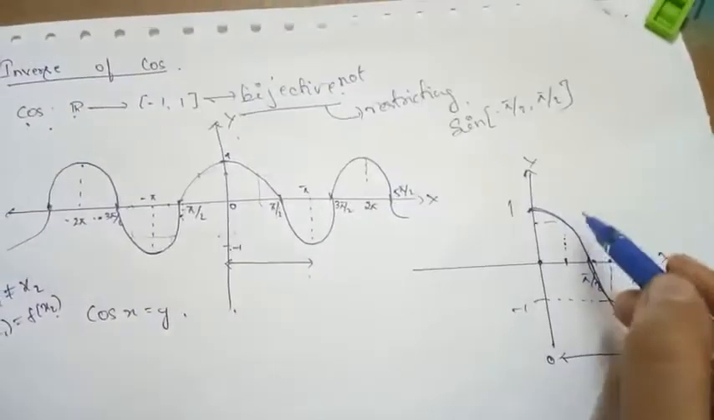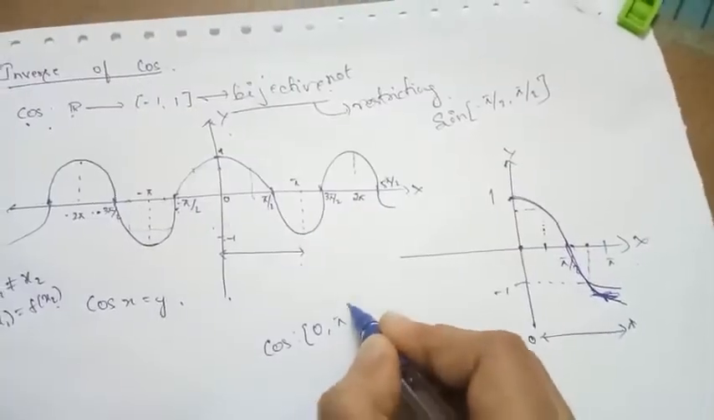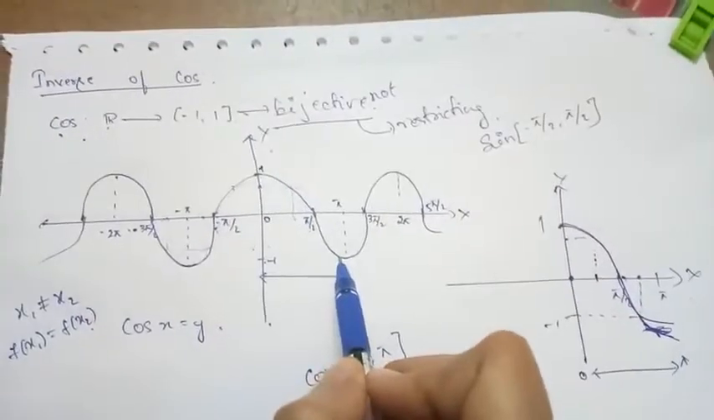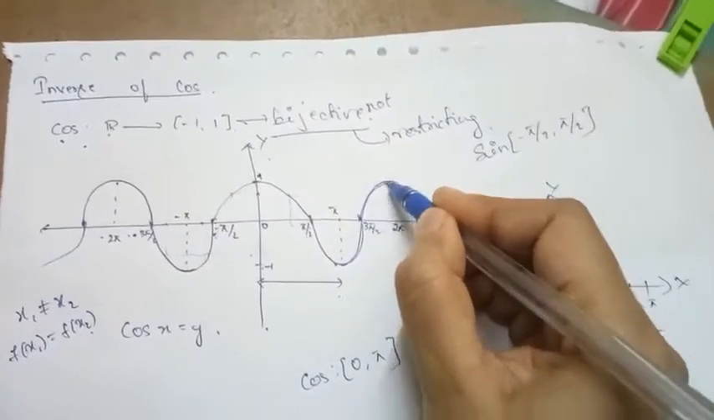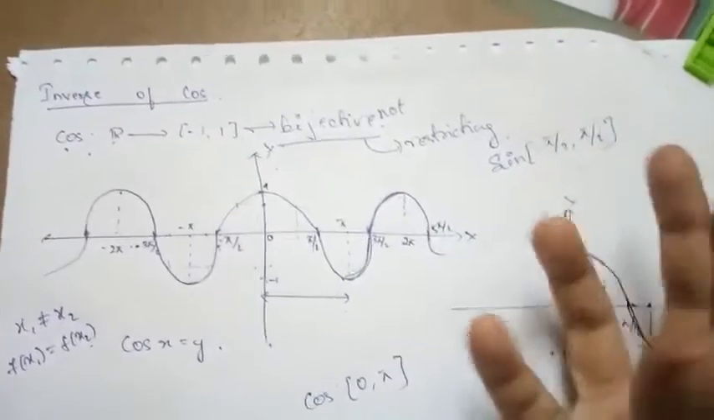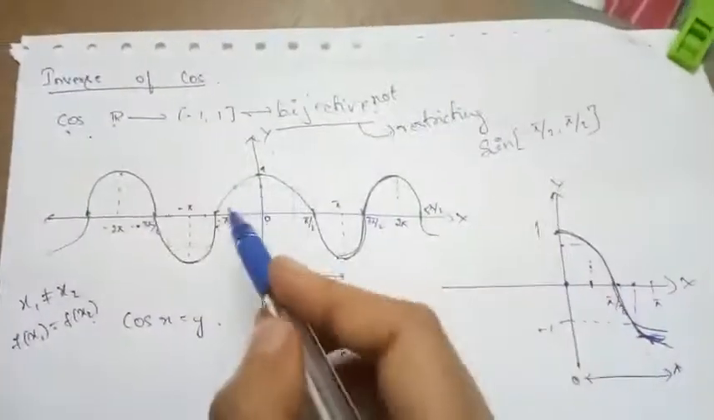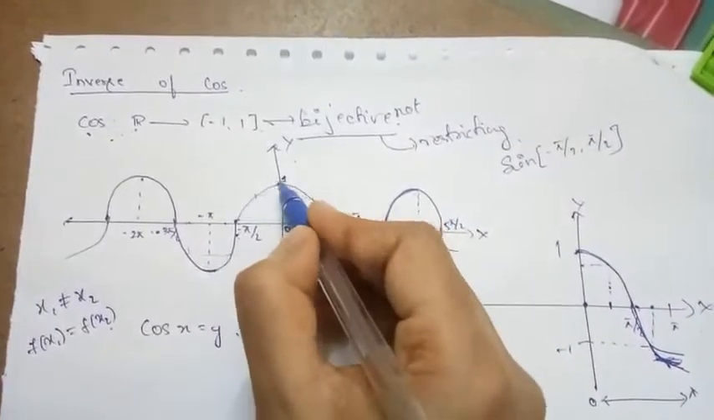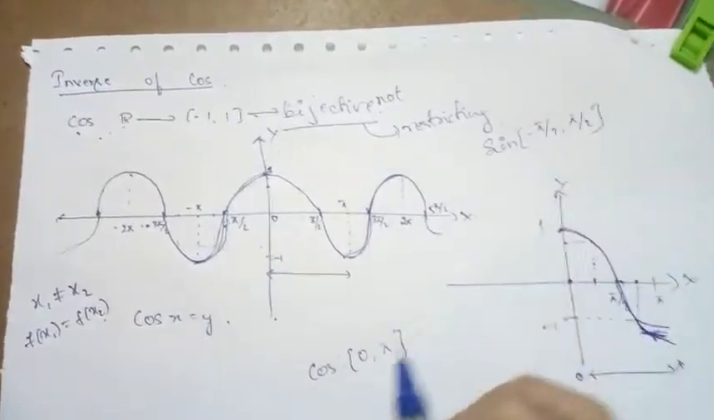So when the cos function's domain is restricted from 0 to pi, we get this graph. Similarly, not only from 0 to pi, if I restrict from pi to 2 pi, we get only this part. If we restrict from pi to 2 pi, the cos function also becomes bijective, that is, it becomes a one-one function. Suppose I restrict from 0 to minus pi, we get this part of the graph. At that time also it becomes a bijective function.